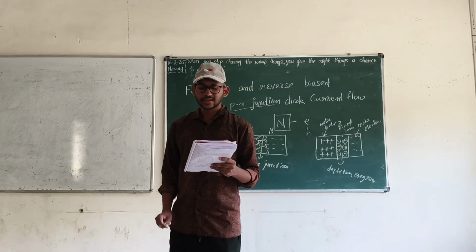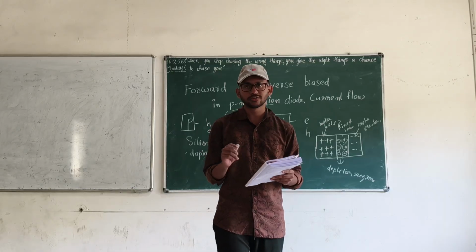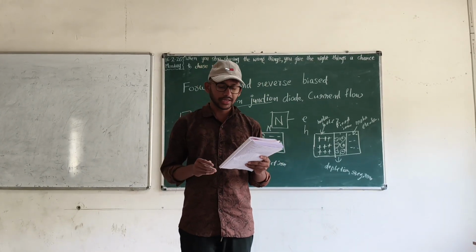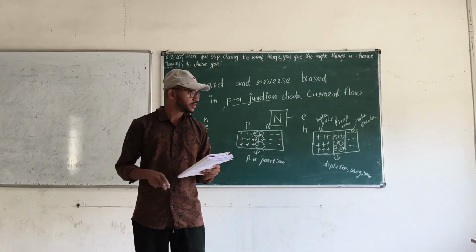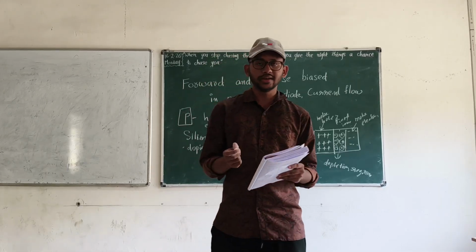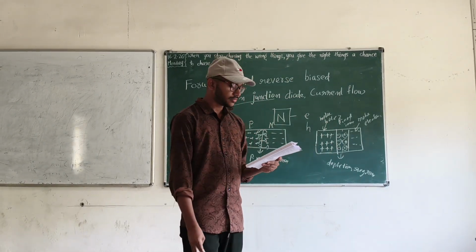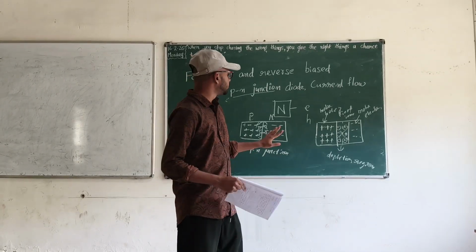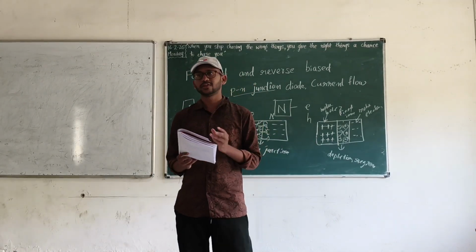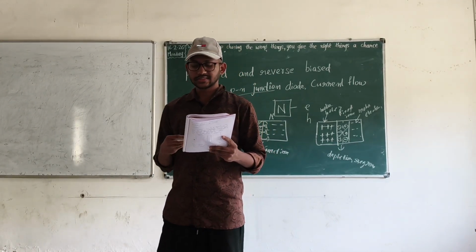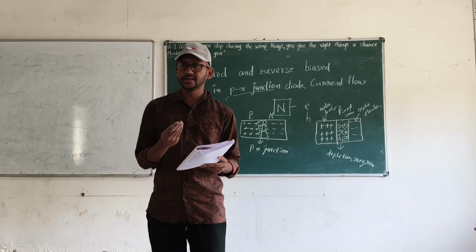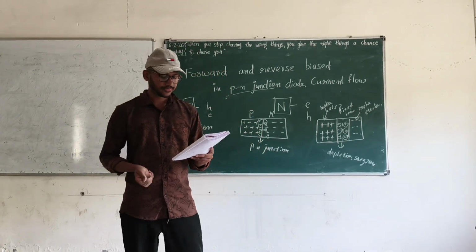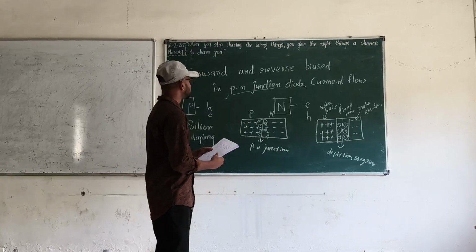For silicon, this barrier potential is around 0.7 volt, and for germanium, it is about 0.3 volt at room temperature of 300 Kelvin. What does this built-in potential do? What this built-in potential does here is to stop the further flow of charge carriers across the junction unless supplied by an external electric source.